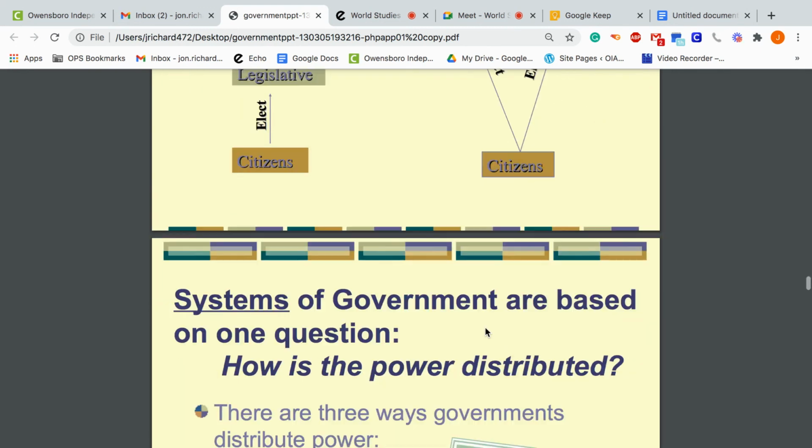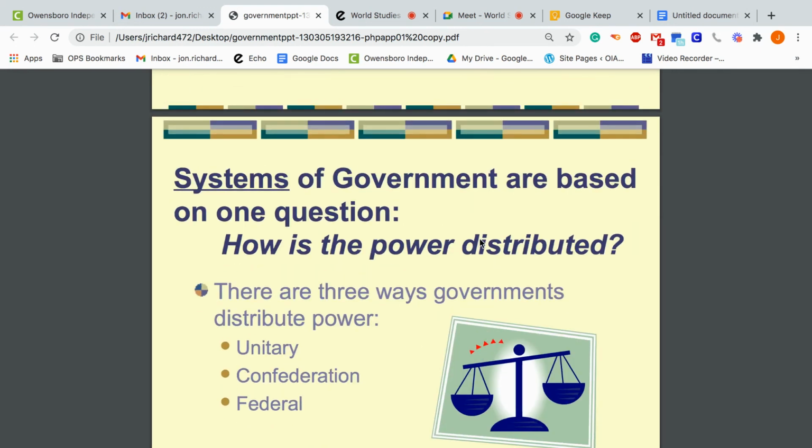So I'm going to pause there because we're not going to move on to systems of government until Thursday, so I can see it in your mind. And I know some of y'all were zooming and got it all done. That's perfect. Hold on to those notes.